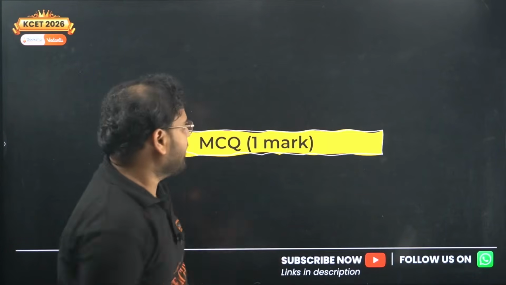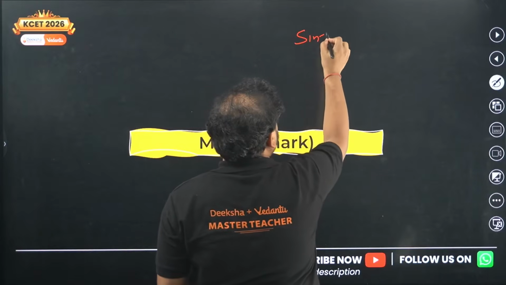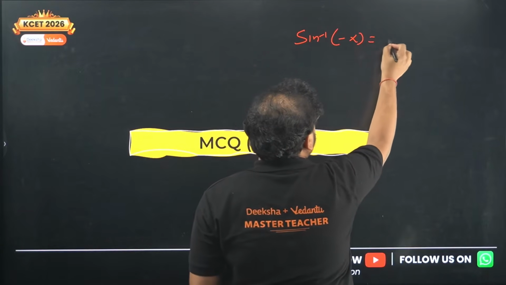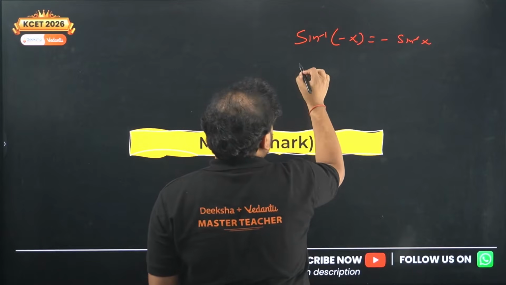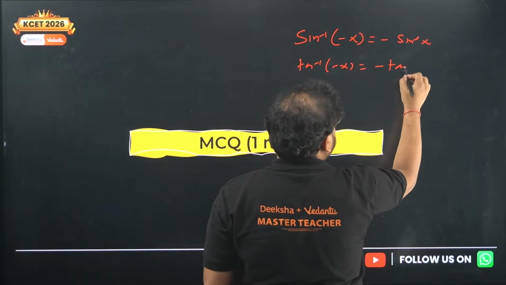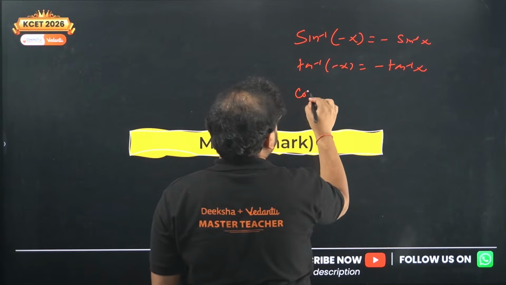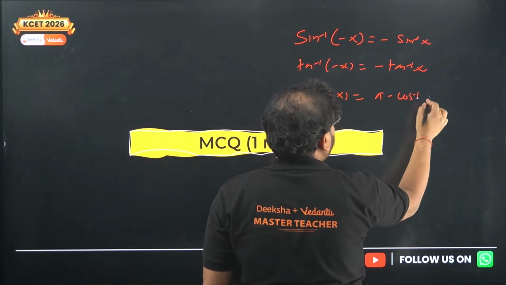Now, sir, you forget the properties. I do not forget the properties. I can write them over here if you want me to. So for sine inverse, I'll write it with the help of questions, but it's okay, I'm going to write it over here also. This is minus sine inverse of x. We have tan inverse, the same property, minus tan inverse of x. For cos inverse it is different: pi minus cos inverse of x.